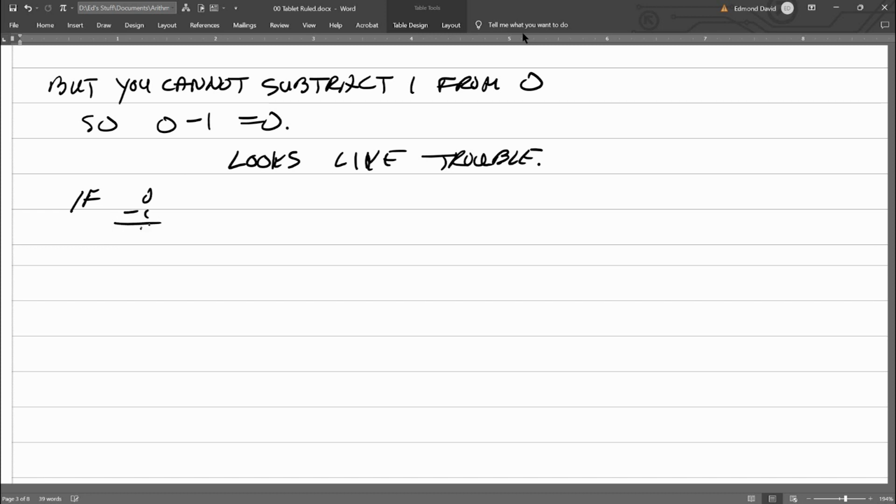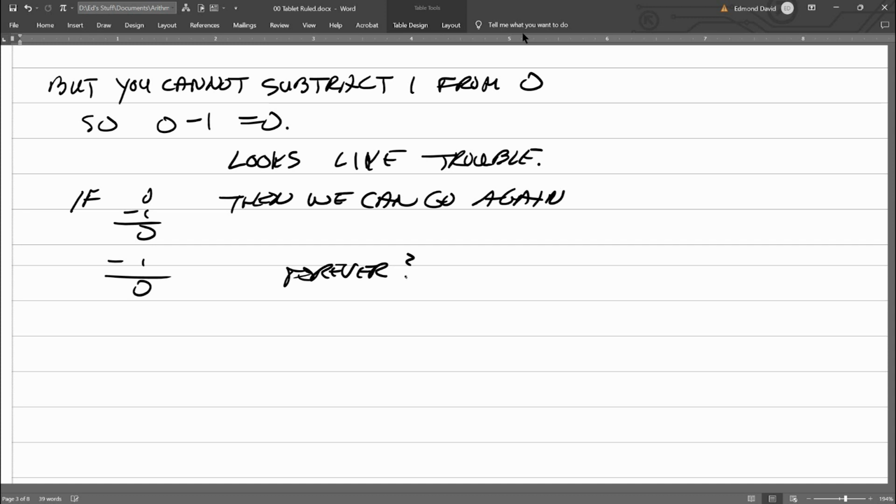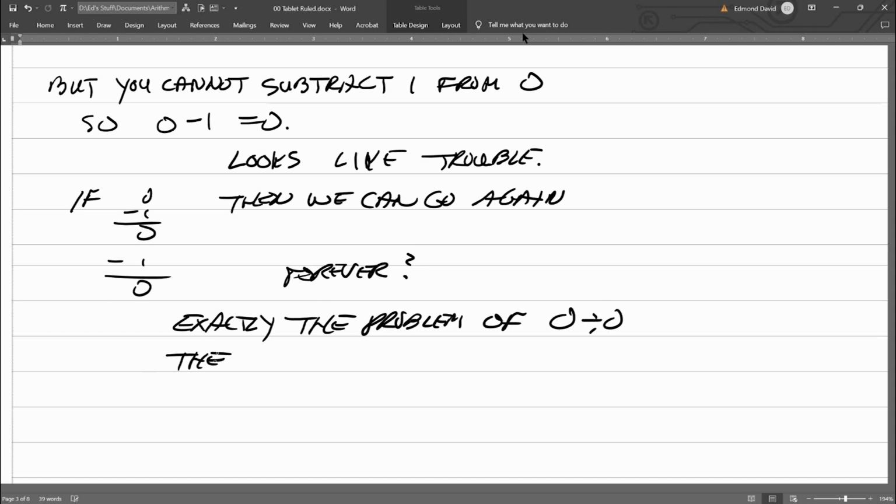If we subtract 1 from 0 and get 0, it looks like we can go again. So, 0 minus 1 equals 0, 0 minus 1 equals 0, and so on. This looks like it could go on forever. And now we have exactly the same problem as with 0 divided by 0. The subtractions never stop, and we have many answers to the one question.